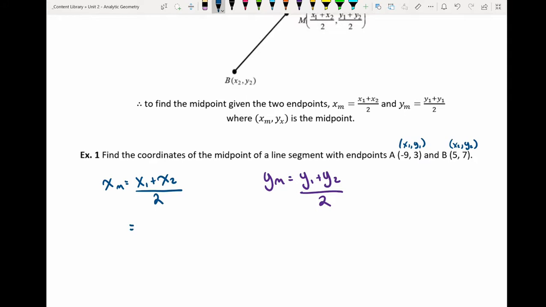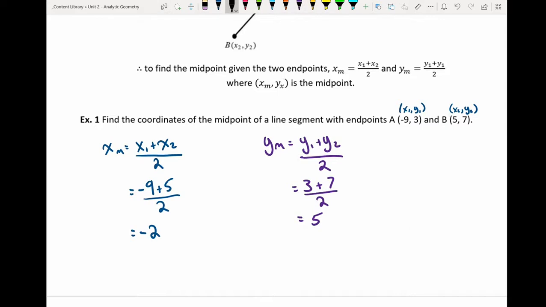So let's start with the x values. So x1 is -9 plus x2, which is 5, divided by 2, and we should get -2 as our answer. For the y value, y1 is 3 plus y2, which is 7, divided by 2, and we should get 5. So therefore, the midpoint is, and we just combine these two values, right? The x1 comes first, so -2, 5 is my midpoint.